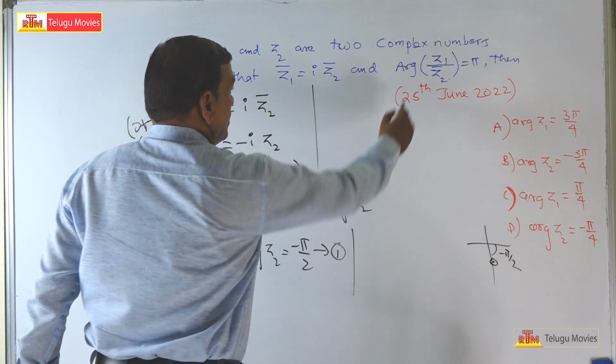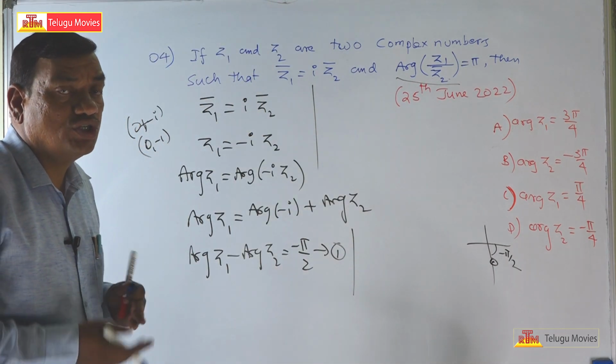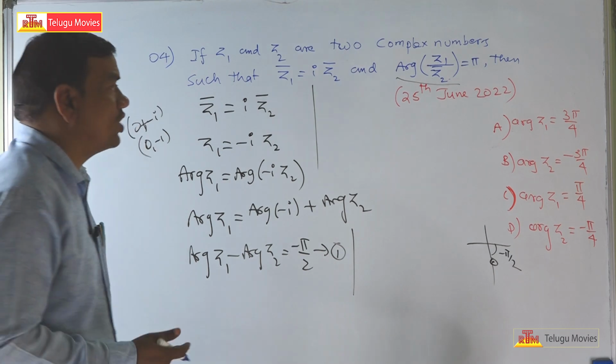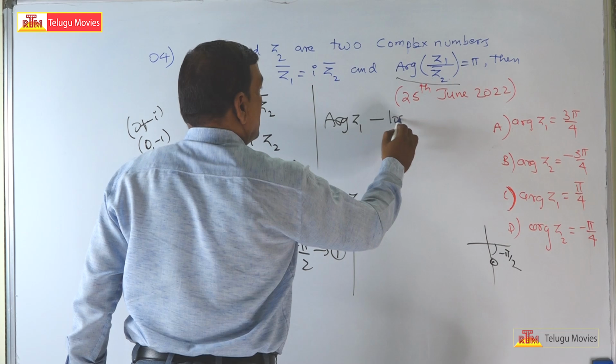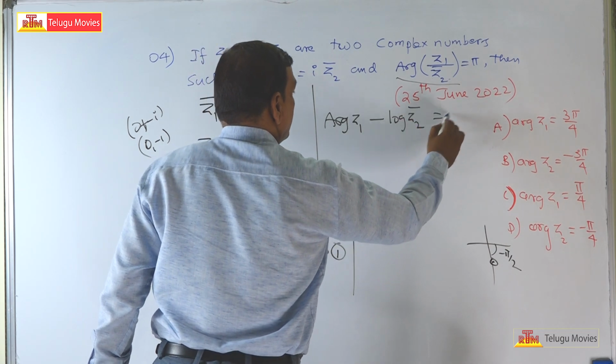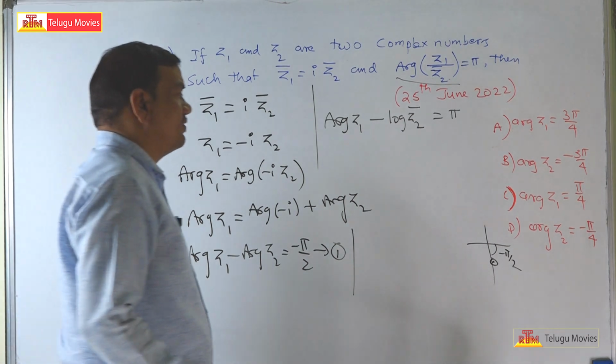One equation we got. Now coming to the other, it is very easy. Argument of Z1 by Z2 bar is equal to argument of Z1 minus argument of Z2 bar, which is equal to pi. So we have some properties. What are the properties?